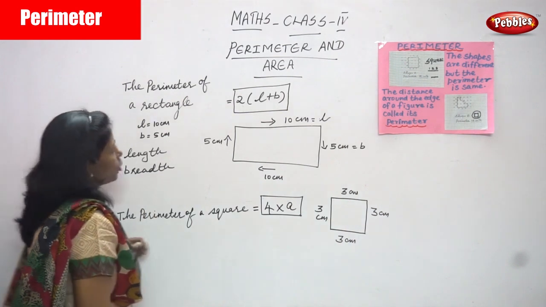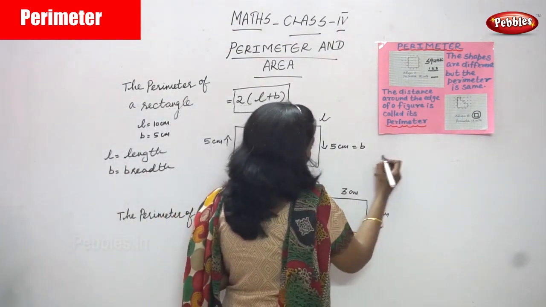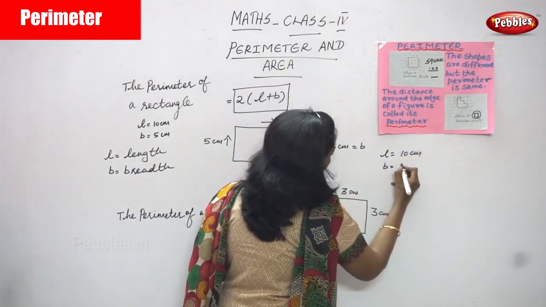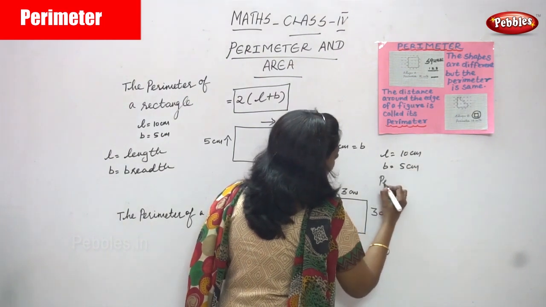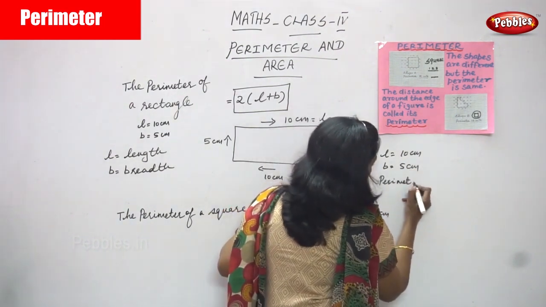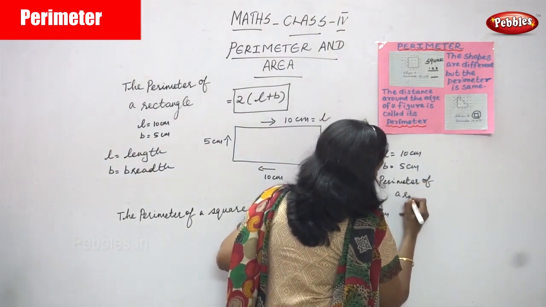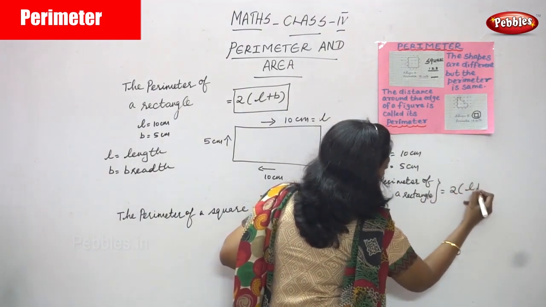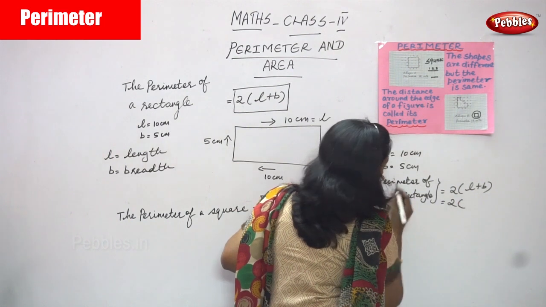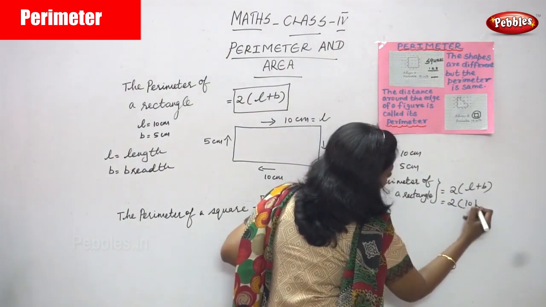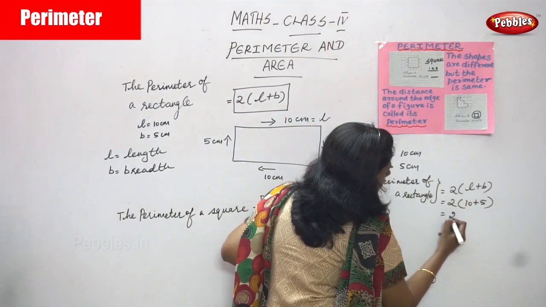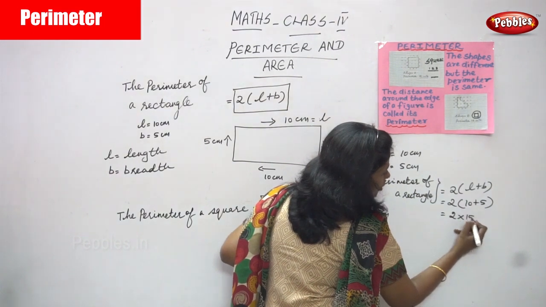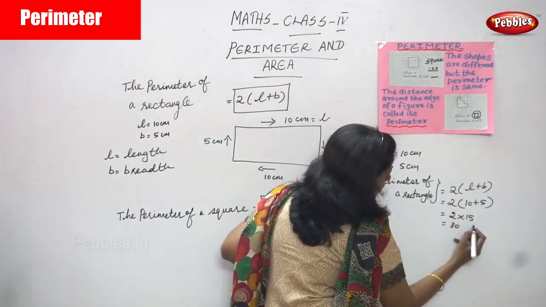So now we are going to solve the problem. You have to apply this formula. L is equal to what? That is 10 centimeter, and breadth is equal to 5 centimeter. So perimeter of a rectangle is 2 into (L plus B). What is the value of L? 10. What is the value of B? 5. First you have to concentrate on the bracket. 10 plus 5, that means 15. 2 into 15, that means you get 30.